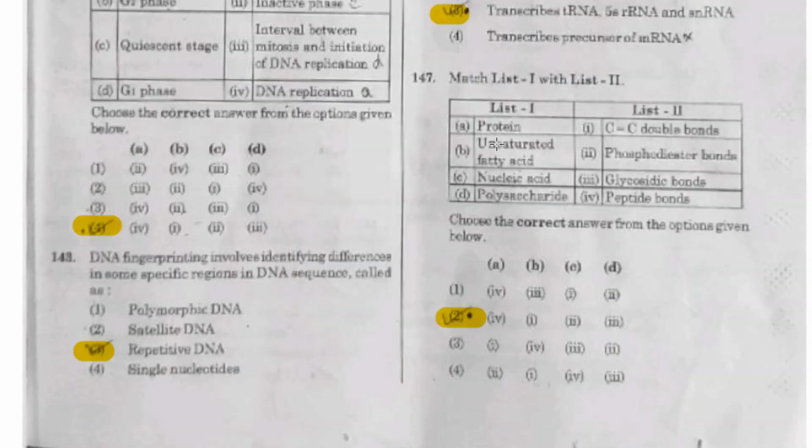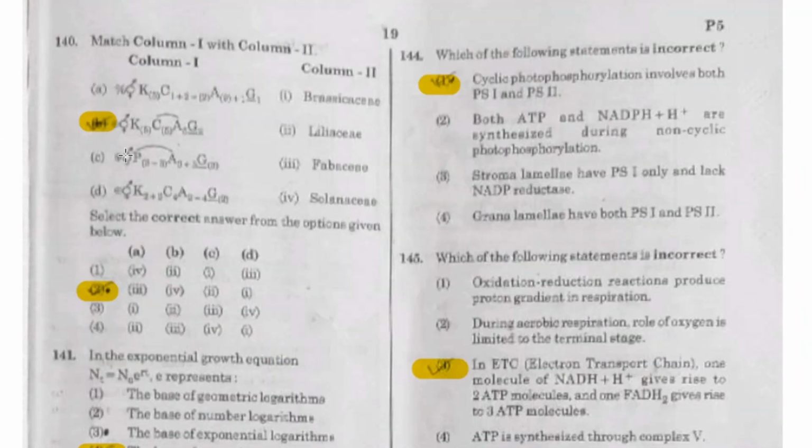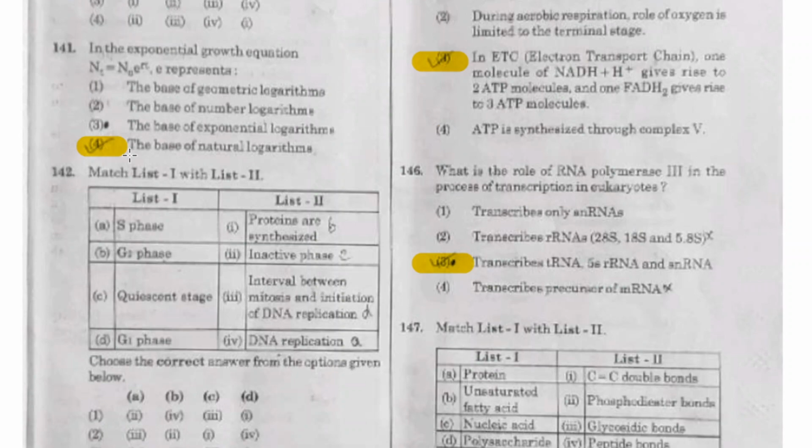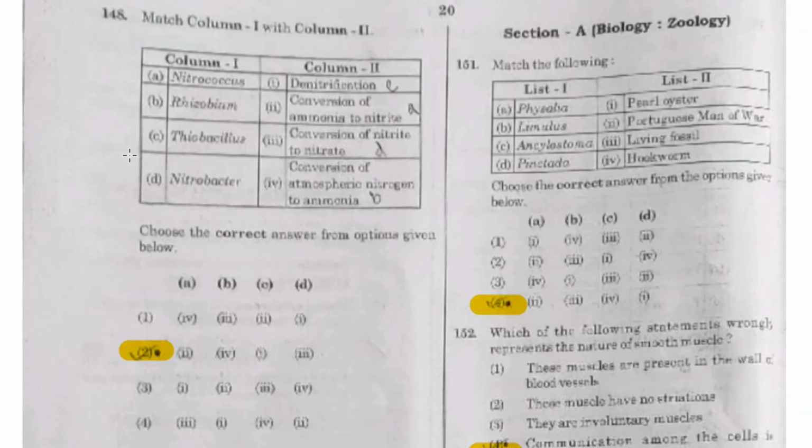Option 3. So match the following: protein, peptide bond; unsaturated fatty acids, C=C double bond; nucleic acid, phosphodiester bond; polysaccharide, glycosidic bond. 2 is the option. And another match the following. Again it is coming. This we discussed, no? Yeah, 2 times it is uploaded.